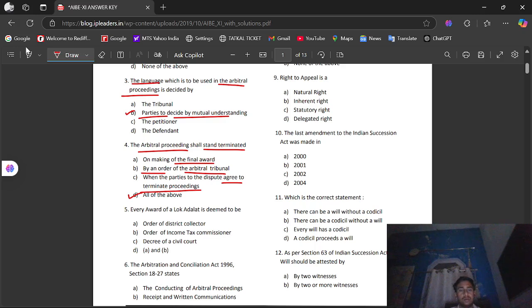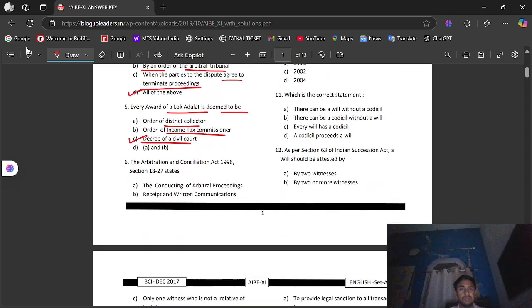Okay. Question number 5. Every award of a Lok Adalat is deemed to be option A, order of district collector, option B, order of income tax commissioner, option C, decree of a civil court. Option D, A and B, which is order of district collector and order of income tax commissioner. Its right option is option C, which is decree of a civil court. So the award of a Lok Adalat is deemed to be decree of a civil court.